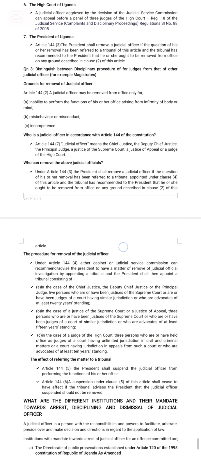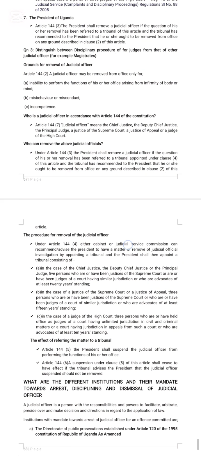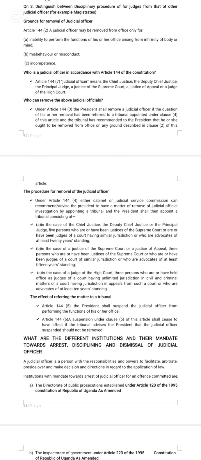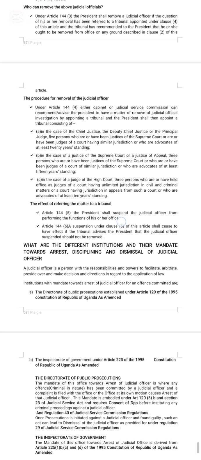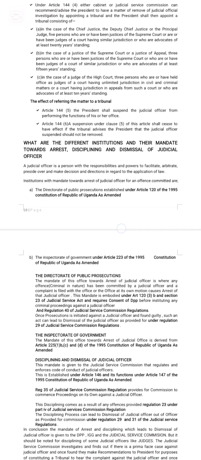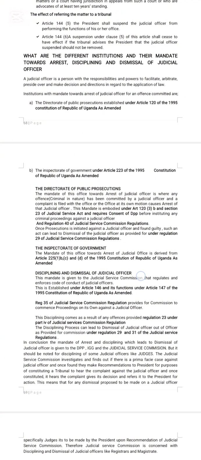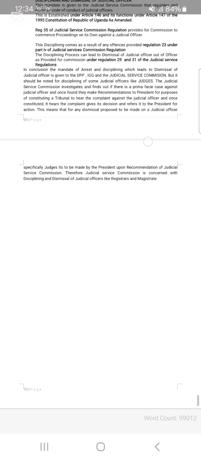Distinguish between disciplinary procedures for judges from that of other judicial officers, for example, magistrates. Grounds for removal, Article 144, who is a judicial officer, Article 144(7), who can remove the above judicial officers, the President. Procedure: what are the different institutions and their mandate towards arrest, discipline, and dismissal of judicial officers? We have the DPP, we have the Inspector of Government, among others.